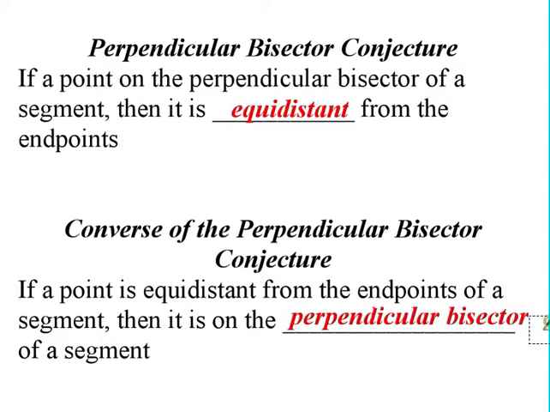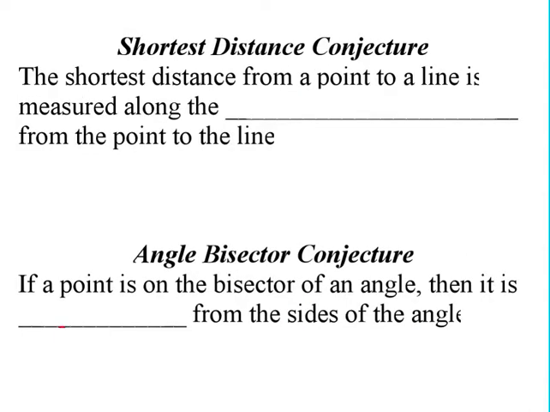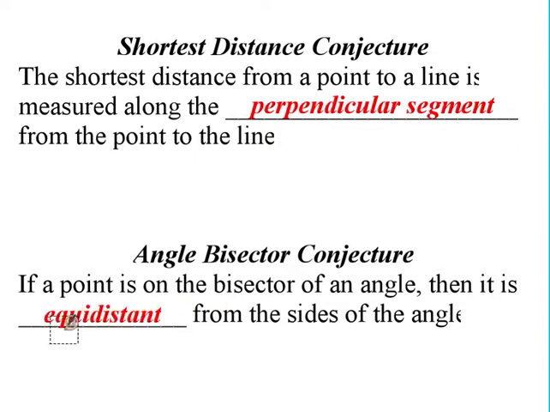Okay, so these should be reviewed. Let's look at the next one. The shortest distance from a point to a line is measured along the perpendicular segment from the point to the line. And if a point is on the bisector of an angle, then it is equidistant from the sides of the angle. Okay, so those should be reviewed.